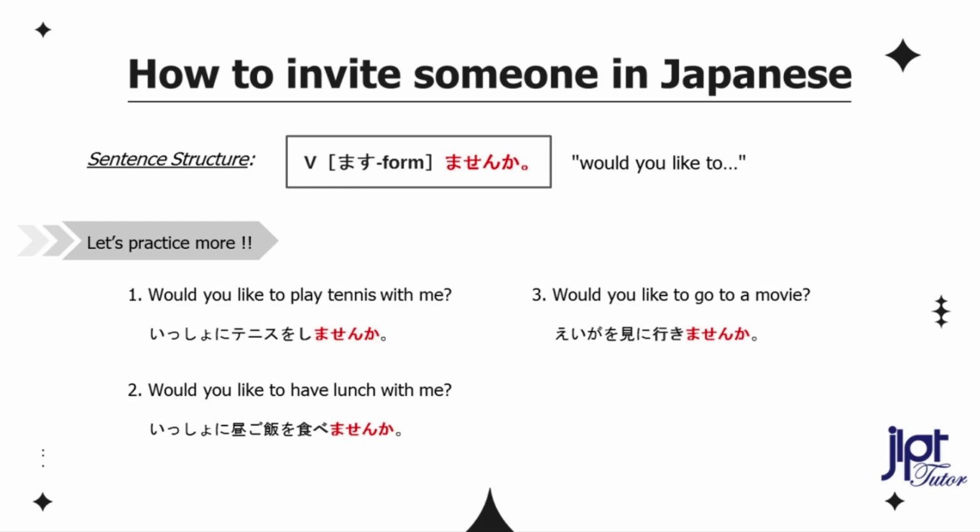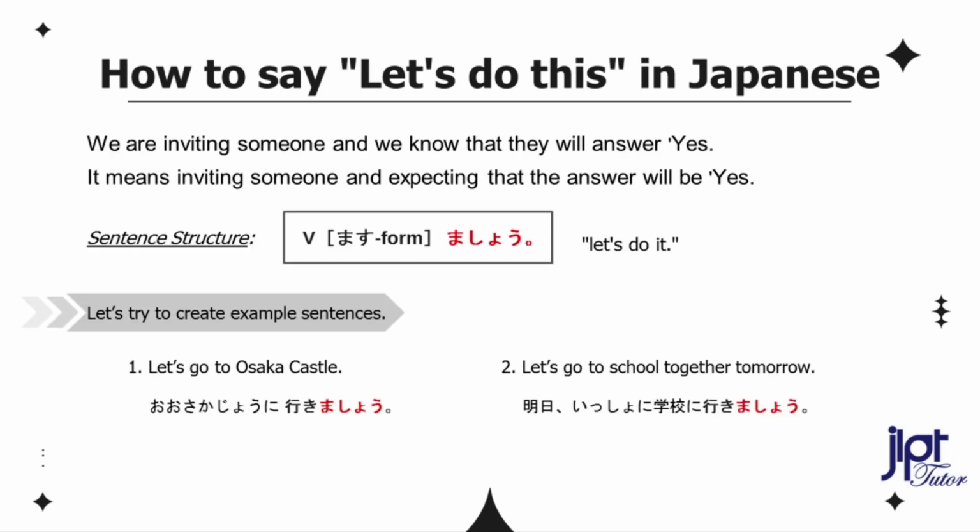How to say let's do this in Japanese. We often say let's do it, let's go to the park, let's have some breakfast. We are inviting someone, and we know that they will answer yes. It means inviting someone and expecting that the answer will be yes. But how to invite like this in Japanese? Means let's do this. Let's go to Osaka Castle.